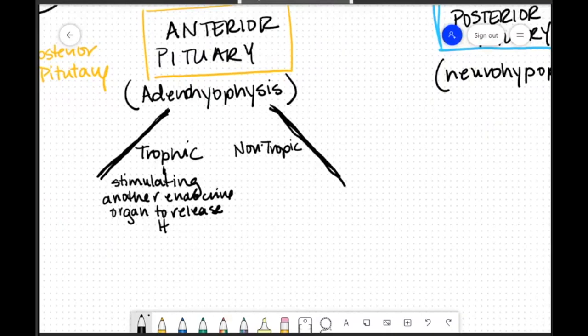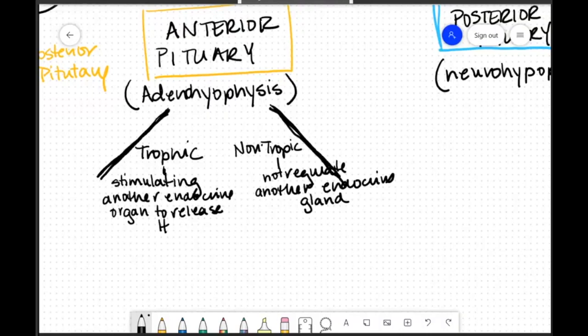A non-trophic hormone is not going to regulate another endocrine gland. It will just act on whatever structure it needs to. So it is not a two-step process, if that makes sense. So we're going to start with our non-trophic. These non-trophic hormones that are released by the anterior pituitary do not regulate another endocrine gland. They are just straight hormones.